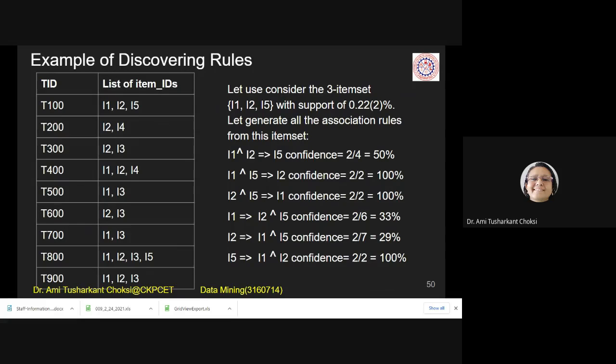So let us see an example and count the confidence of the rules. Here is the example wherein we have 9 transactions. They have the IDs T100, T200 to T900 and a list of items, right? It is not bread, butter, cheese, but here the items are given as I1, I2, I5, right?